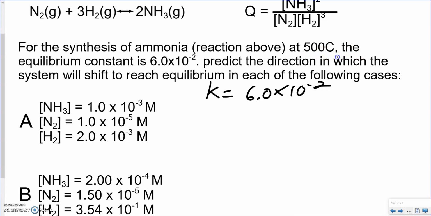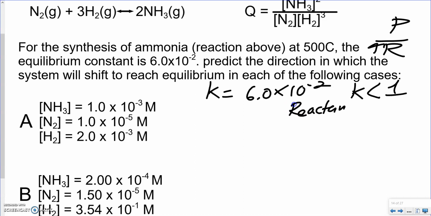Take a second, pause, think about it. Okay, because K is less than 1, and we're looking at a ratio of products to reactants, it means there are more reactants than there are products. Our denominator is bigger than our numerator. What that means is our reactants are favored in this equilibrium.